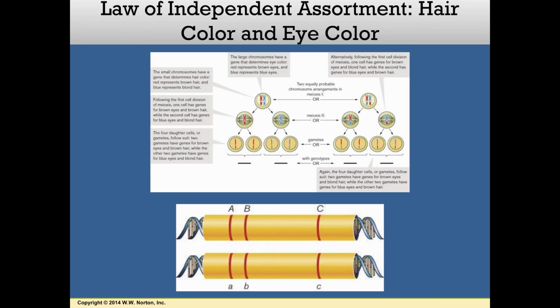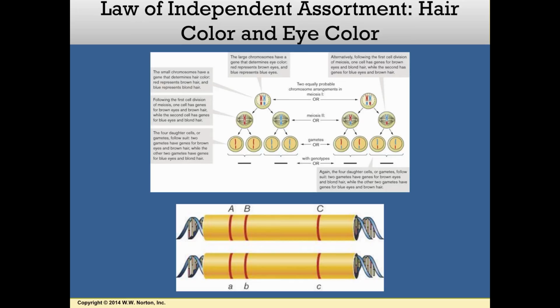What about humans? Here's an example that is more applicable to you and me. Suppose the gene for hair color is on the small chromosome and the gene for eye color is on the large chromosome. The blue allele on the small chromosome represents blonde hair and on the large chromosome represents blue eyes. The red allele on the small chromosome represents brown hair and on the large chromosome, brown eyes. Both parents are heterozygous, and we'll say for the sake of argument that brown eyes and hair are dominant, meaning that both parents have brown hair and brown eyes.